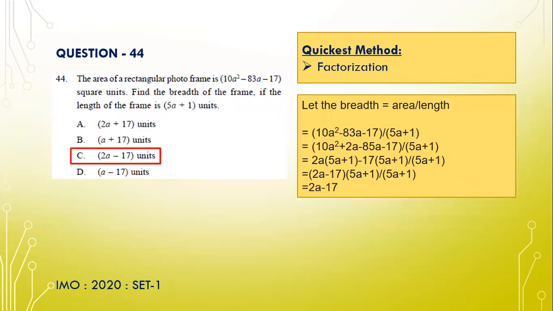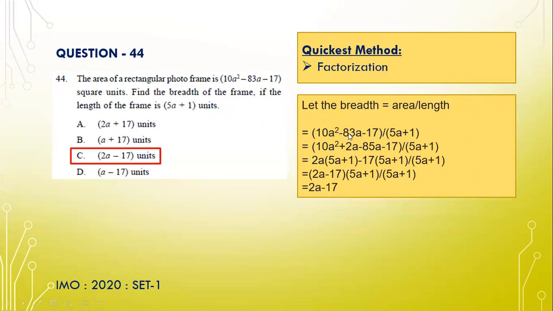The area of a rectangular photo frame is 10a square minus 83a minus 17 square units. Find the breadth of the frame if the length of the frame is 5a plus 1. So breadth will be area upon length, because area is length into breadth. What is the area? The area is 10a square minus 83a minus 17. What is the length? The length is 5a plus 1.